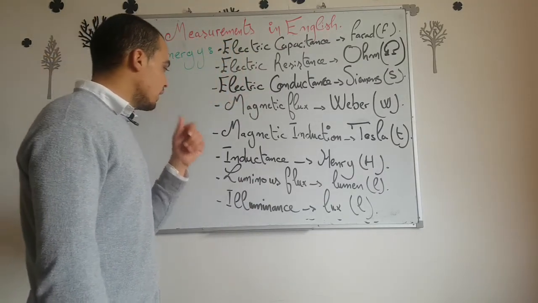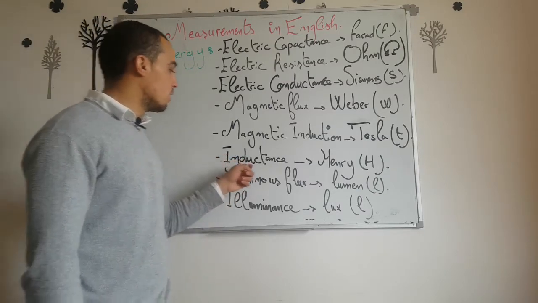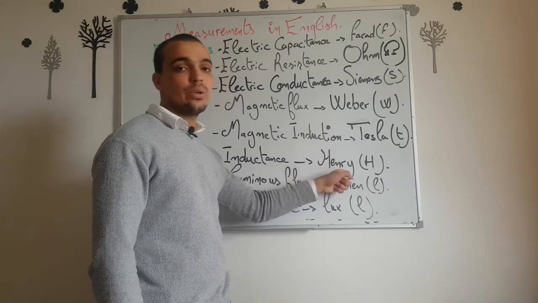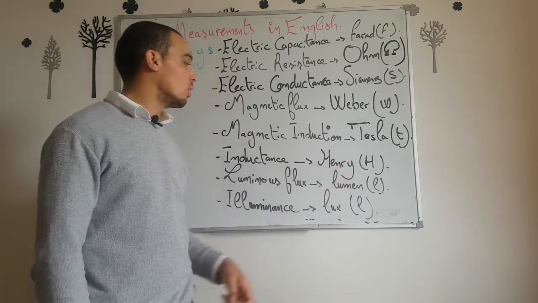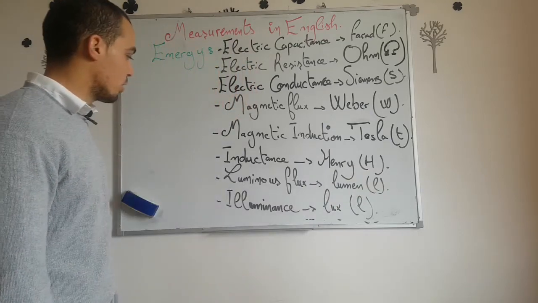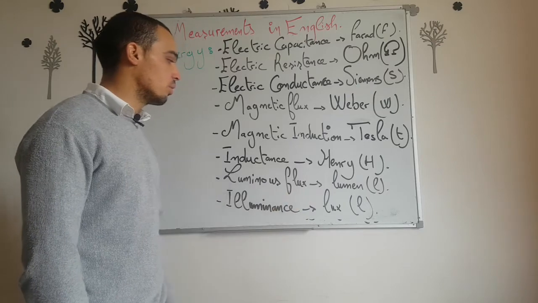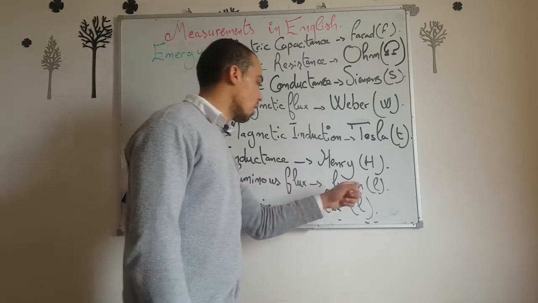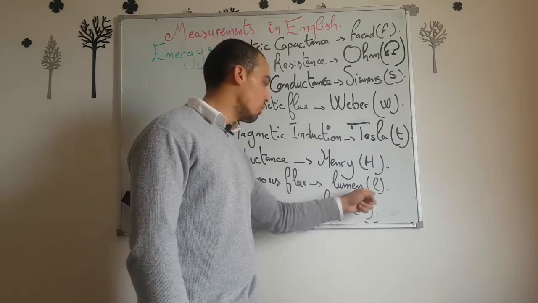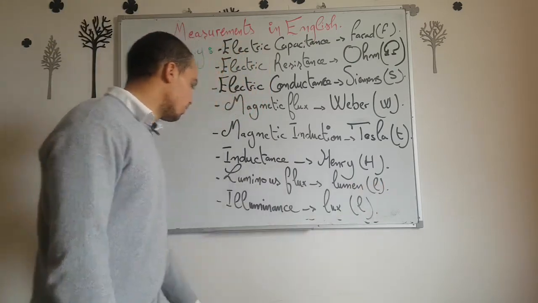Then we have the inductance, and its unit is the Henry, and its abbreviation is the H. We have also the luminous flux, and its unit of measurement is the lumen, abbreviated as L.